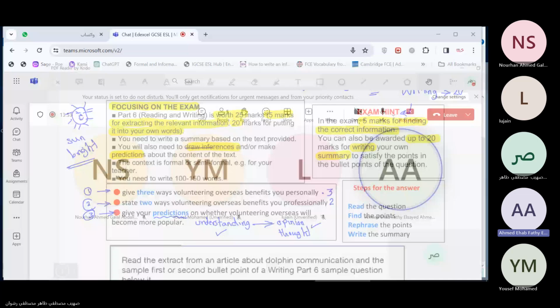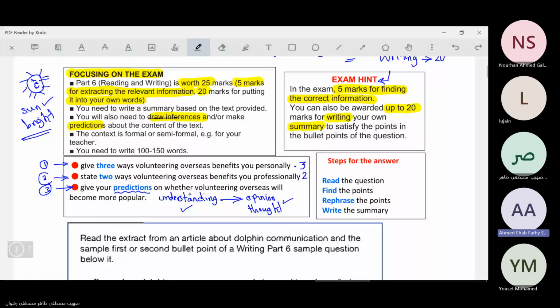Sir, we have to basically paraphrase and not write the same points from the summary. No, no, no. I'm not talking about this completely. I'm just asking what you predict about this fact. I told you that the sun is bright. What can you predict based on this idea? Predict means guess something based on this fact. It's not in the text, but it's based on what is written.